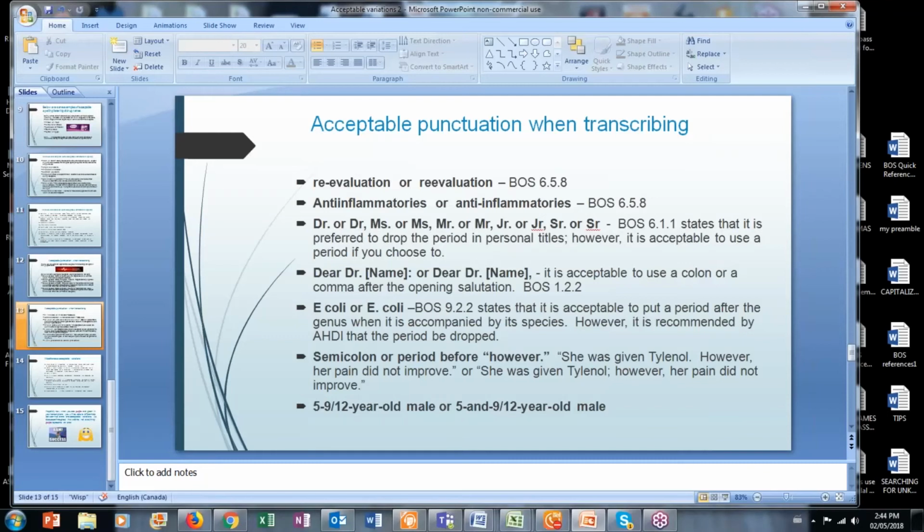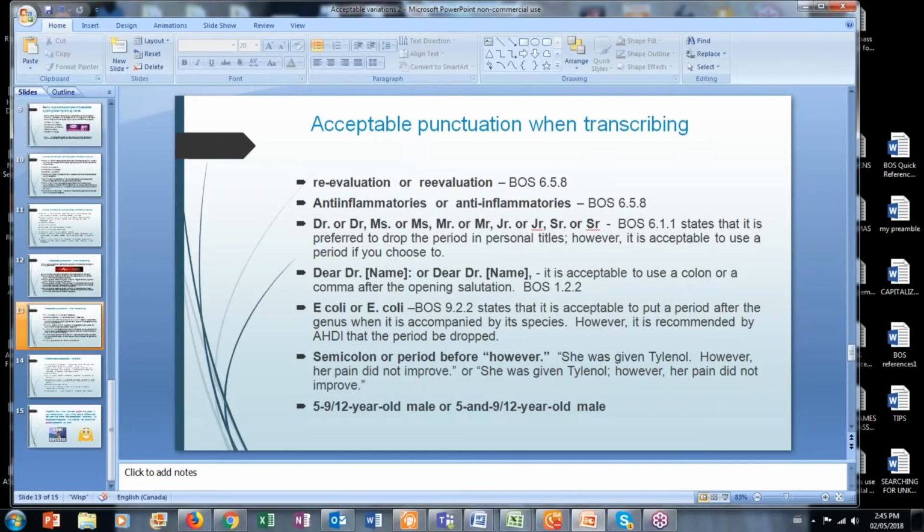E. coli, it's similar to the Mr. and Mrs. They're recommending that we drop the period after the genus when it's followed by its species if the genus is abbreviated. So in this case, E. coli, it is the period, not the E. Sorry, the period. Yes, what did I say? You dropped the E. Oh, sorry. No, drop the period after the E. Sorry. So yeah, it's E. coli or E. period coli. The industry is trending away from dropping the period, but either is acceptable.